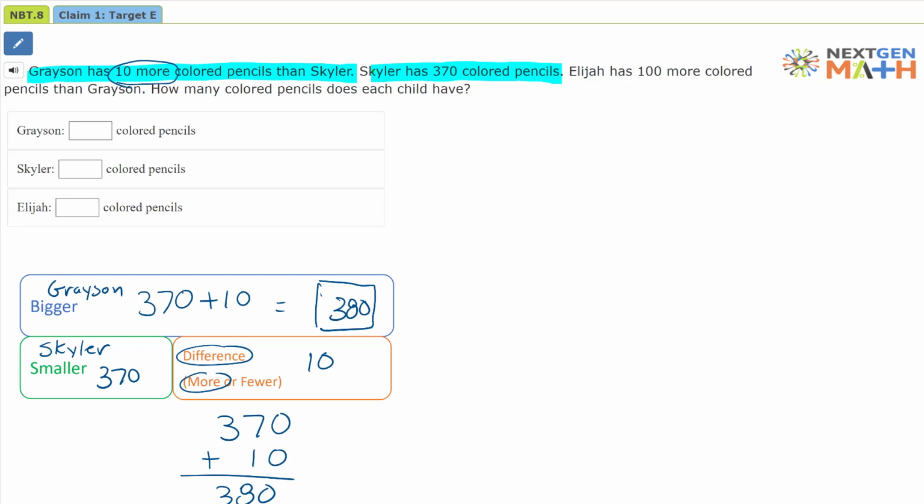So what do we know? Grayson has 380, Skylar has 370. Let's go ahead and write that in. Skylar has 370, Grayson has 380. Let's continue reading the problem.